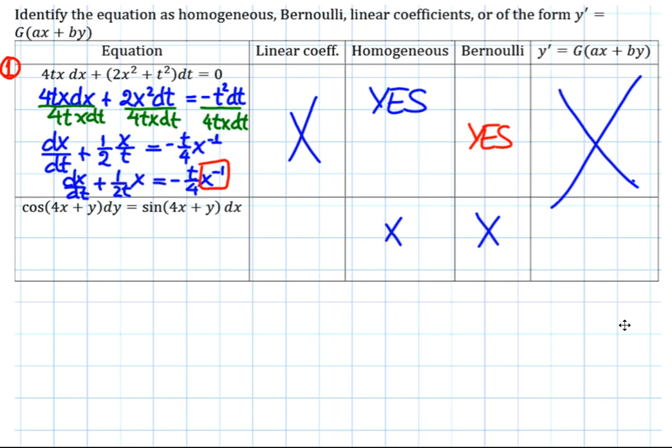What we see is the linear coefficient, which is not going to be that either. So it's always substitution: we're going to make z equal to 4x plus y, and we go from there. So this is the type of equation that we're going to use the substitution for.